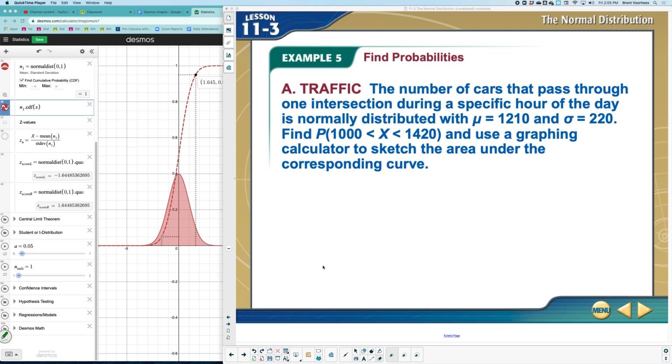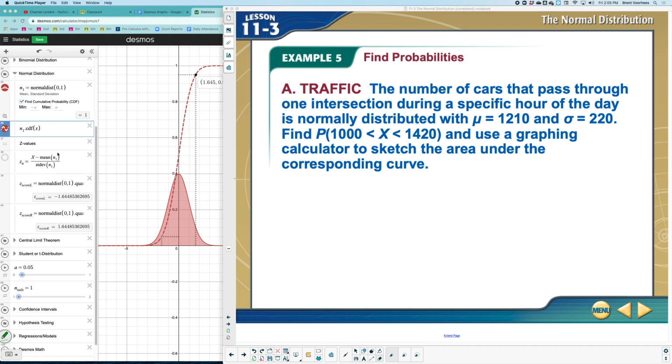6, let's talk about probability. So what is probability? Probability is this area under the curve, this shaded portion. So on 5A it says traffic, the number of cars that pass through one intersection during a specific hour of the day is normally distributed. So I'm still on normal distribution here.